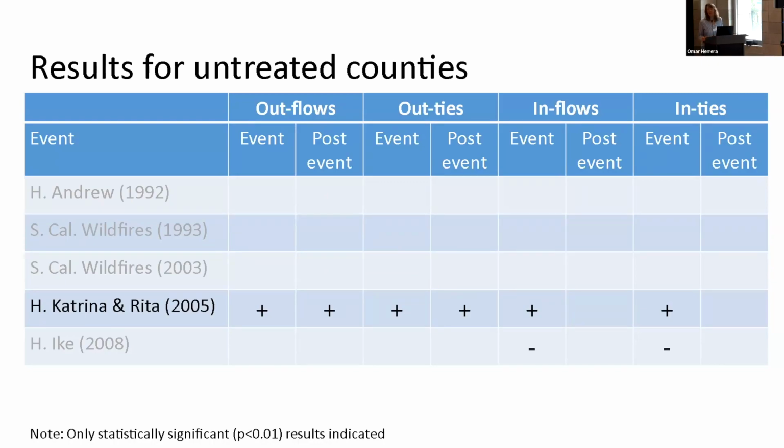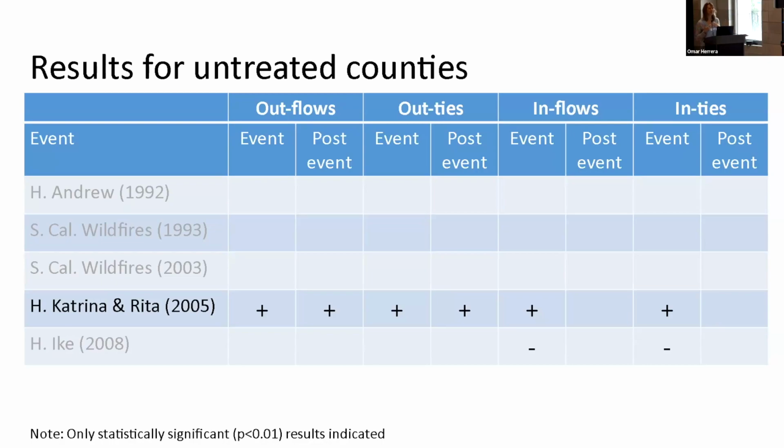But then when we look at the results for the untreated counties, what we find is that there was an expansion of particularly the out-migration system for the untreated counties, and then there was no difference between the untreated counties and the treated counties. So basically the entire region experienced an expansion of outflows and out ties during the event year and the post-event year. And then you also see, consistent with this idea that there was just more instability in the system generally, the expansion of the in-migration dimension in the event year. We interpret this as just a generalized churning in the migration system within the region.